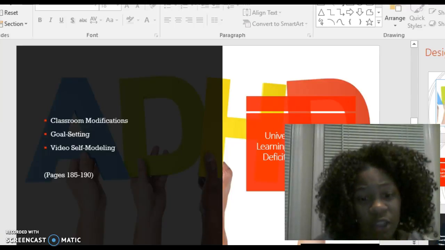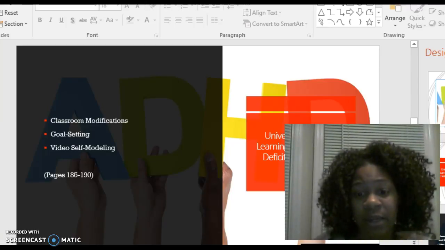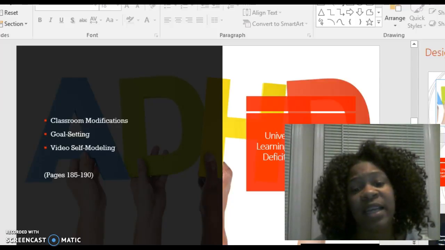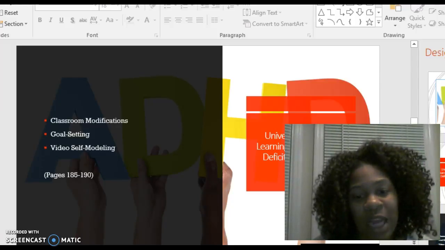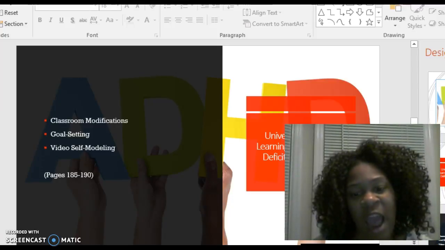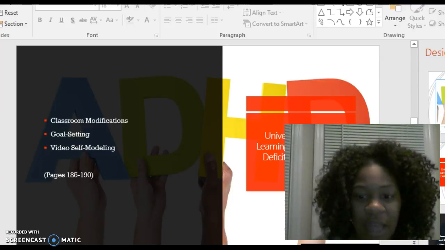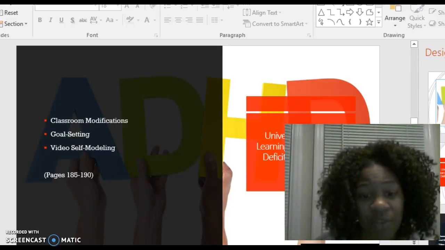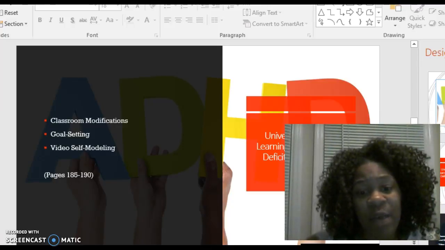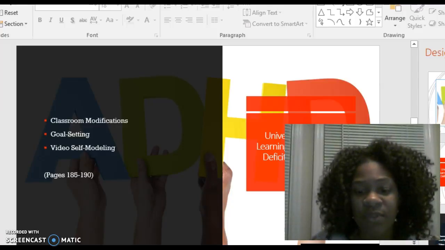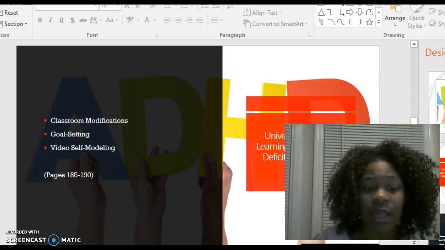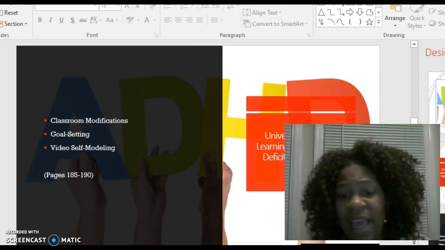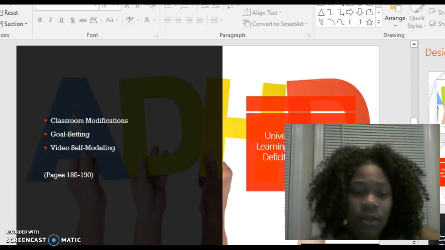Goal setting is also important and complements organization skills, which is something that students with ADHD have a hard time with and is key in helping them progress. This allows students with ADHD to participate and interact with the curriculum more effectively. And then the video self-modeling shows students videos of themselves performing skills correctly, so this reinforces their positive habits and behaviors and teaches them effective work skills.